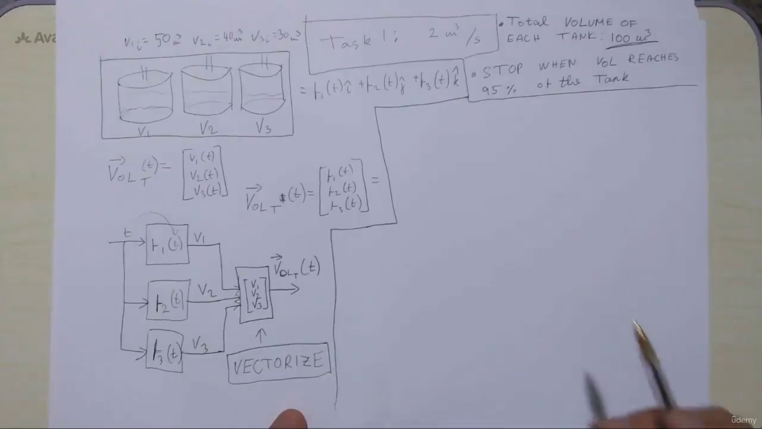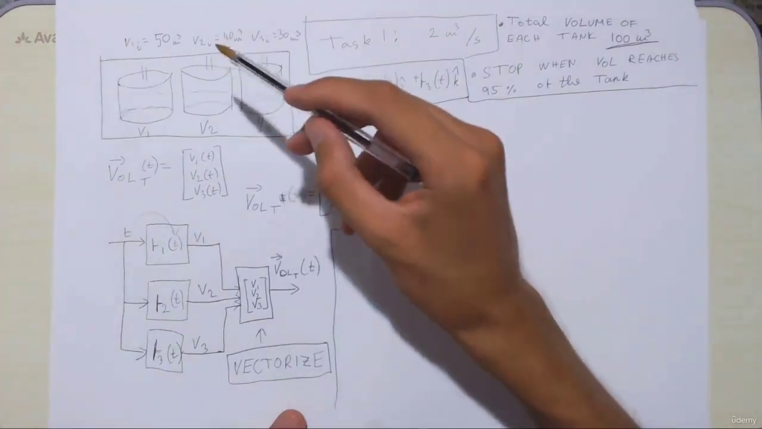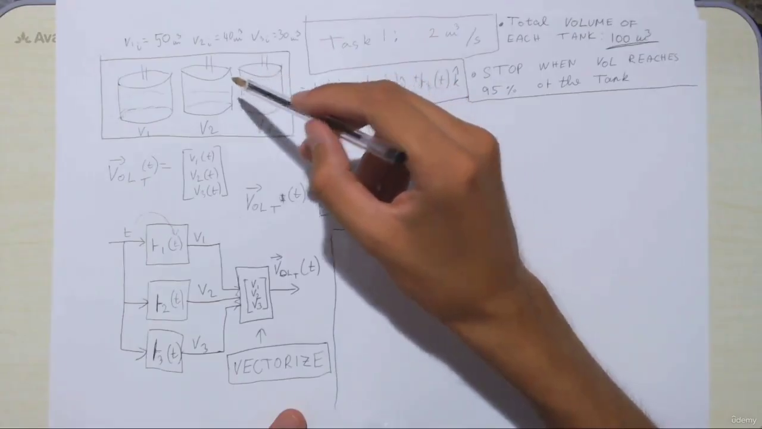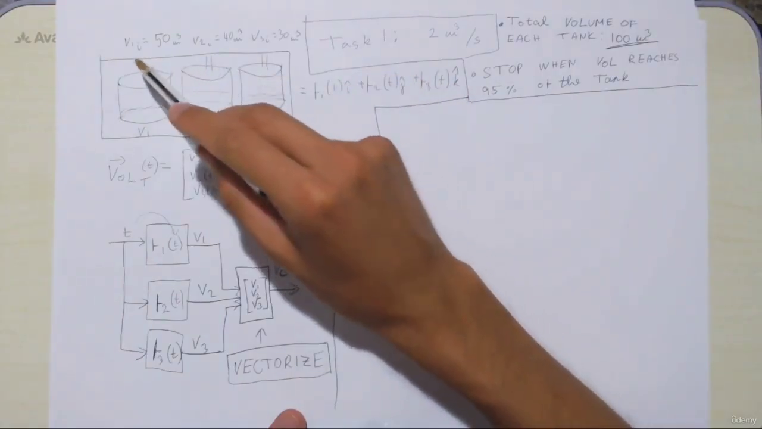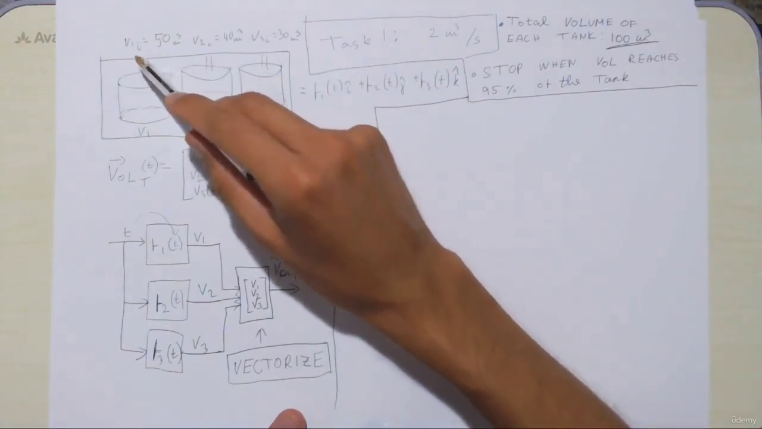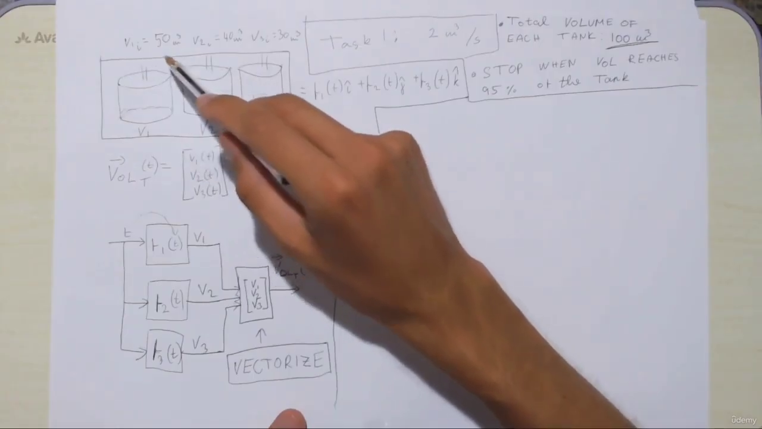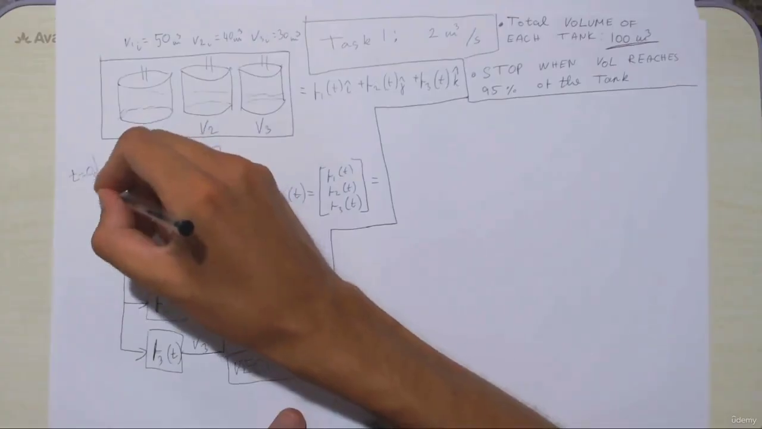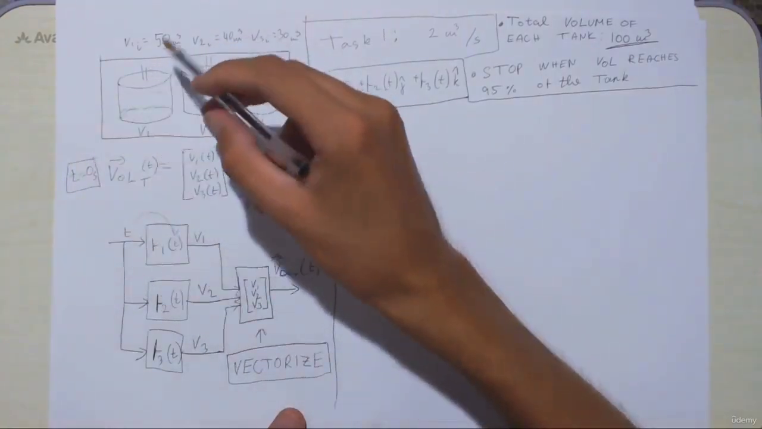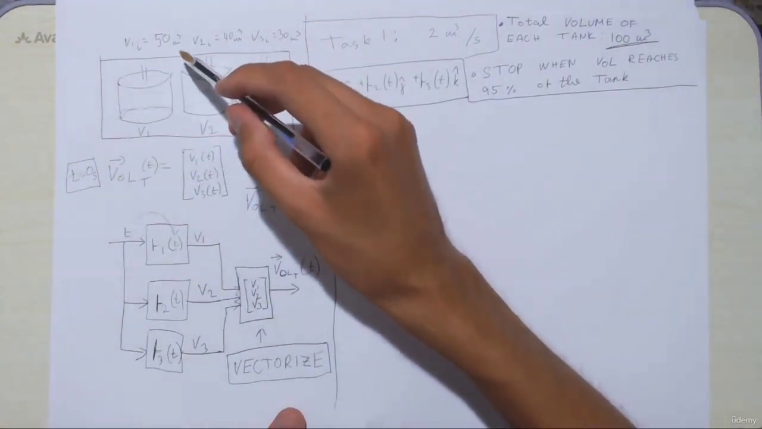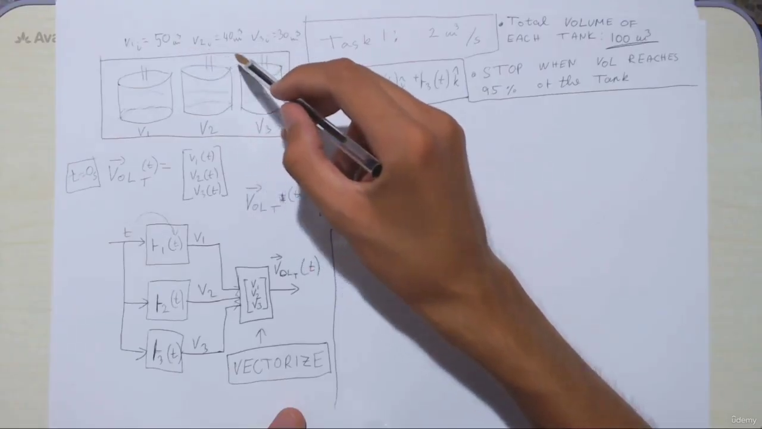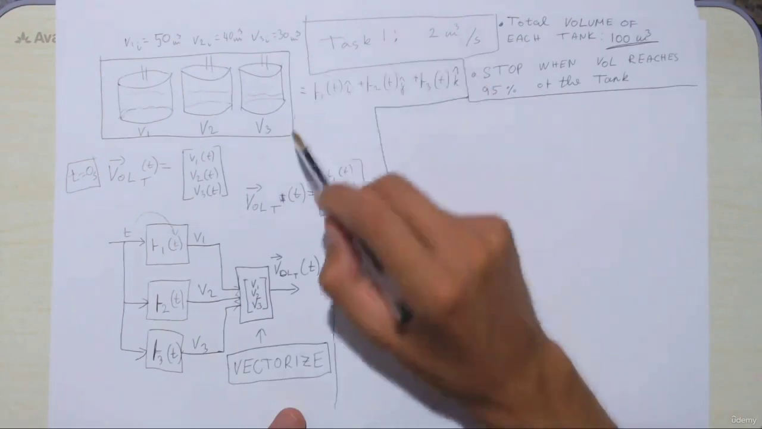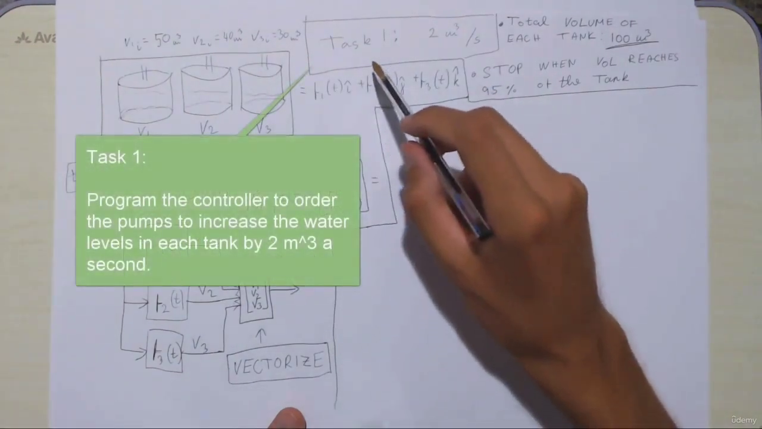Alright, let's define our initial conditions. The initial volumes of water inside the tanks are written here. So V1I, I stands for initial, is 50 cubic meters. So at the beginning, when time equals 0 seconds, in the first tank you have 50 cubic meters of water. In the second tank you have 40 cubic meters of water, and in the third tank 30 cubic meters of water. Now, task 1.